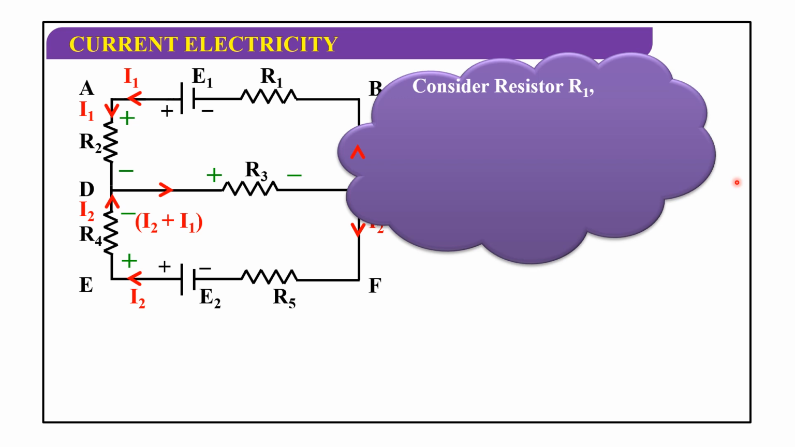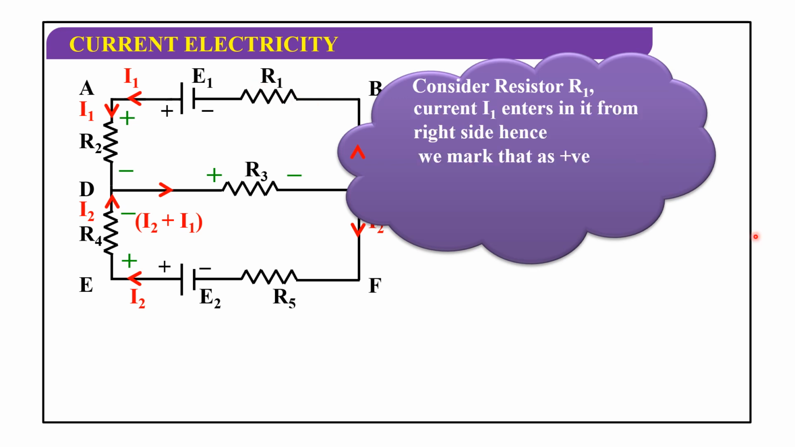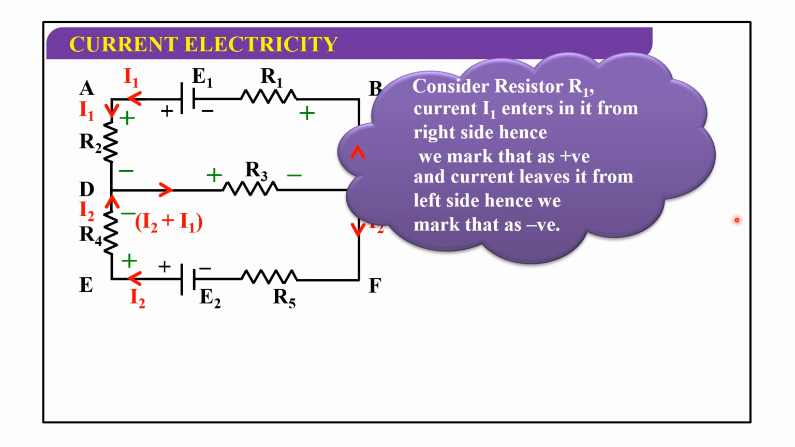Consider resistor R1, this resistor on top. Current I1 enters it from the right side, hence we mark it as positive. And current leaves it from the left side, hence we mark it as negative. The entry point is taken as positive and the leaving point, the departing point, is taken as negative.